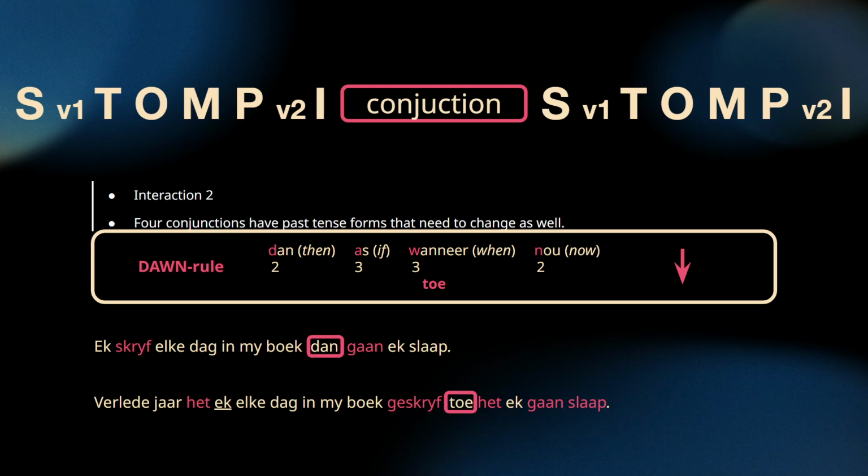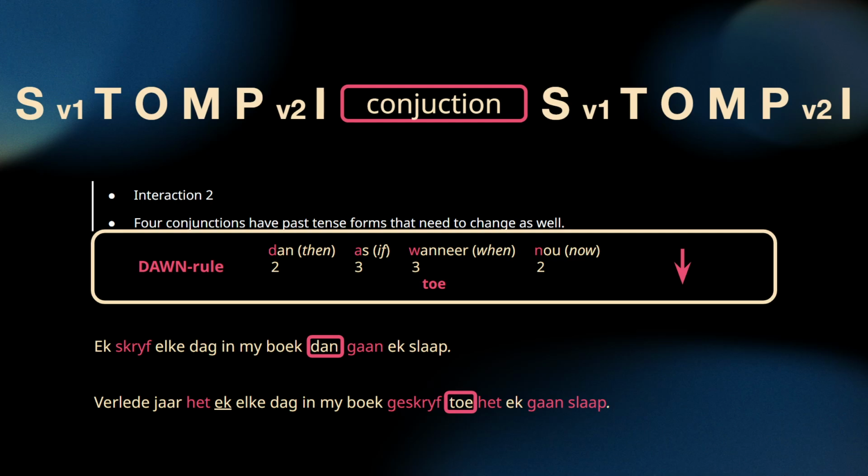Ek het elke dag in my boek geskryf is a very straightforward past tense, with my first verb being written in the second position after my time phrase. Verlede jaar het ek elke dag in my boek geskryf. Dan, because it is one of my 4 dawn conjunctions, changed into its past tense too, toe. It maintained being group 2.